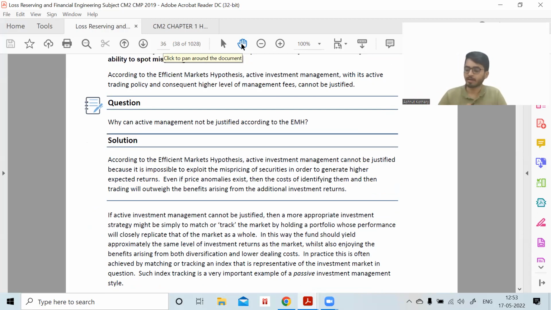According to the efficient market hypothesis, active investment management cannot be justified because it is impossible to exploit the mispricing of securities in order to generate higher expected returns. Because in the first case, we are seeing that the securities are not mispriced, they are priced according to all existing publicly available information. Even if price anomalies exist, then the costs of identifying them and then trading them will outweigh the benefits arising from the additional investment returns.